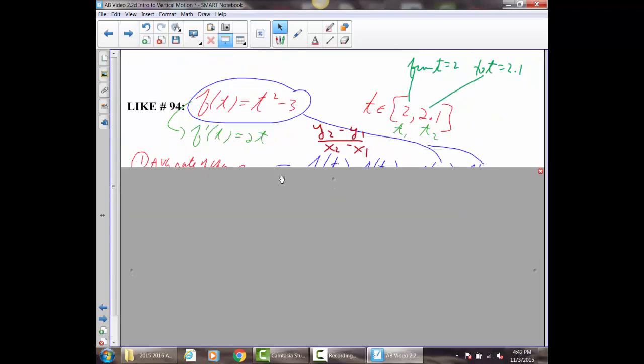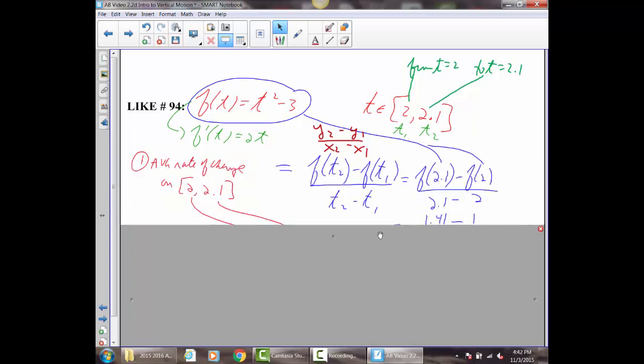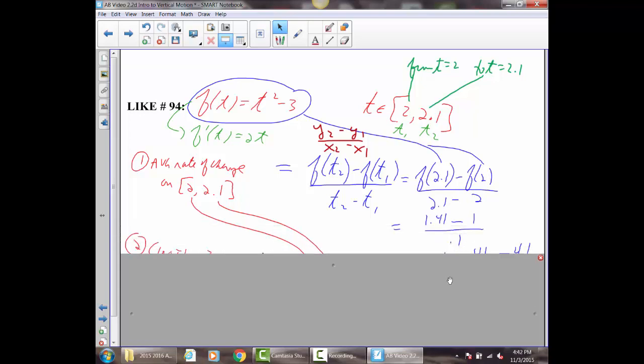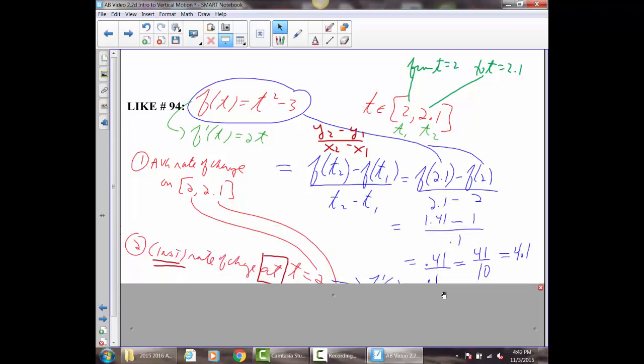Okay? So here's, like, number 94, it's not quite number 94. So here's the function, f of t equals t squared minus 3, and here's the interval. So the first question is find the average rate of change. That is simply the slope between the 2 points, 2, f of 2 and 2.1, f of 2.1. So that's going to be y2 minus y1, which is f of 2.1 minus f of 2 over 2.1 minus 2, and that'll give you an answer of 4.1.